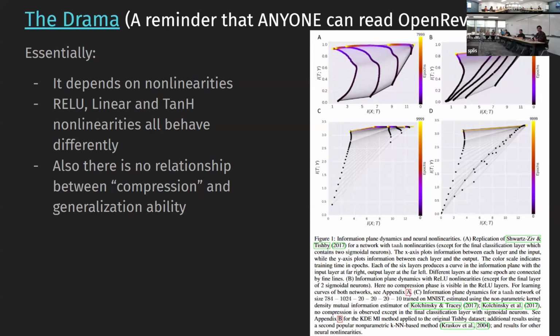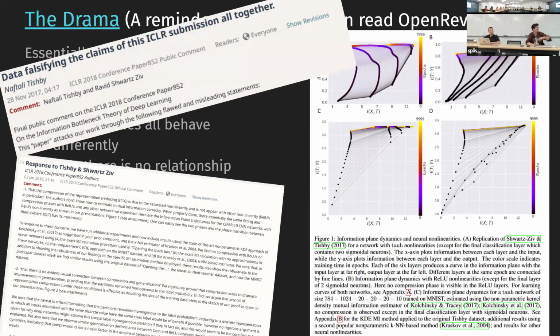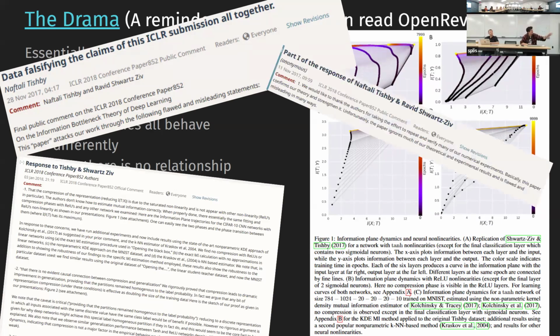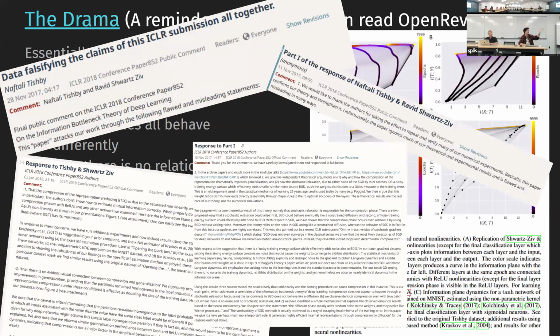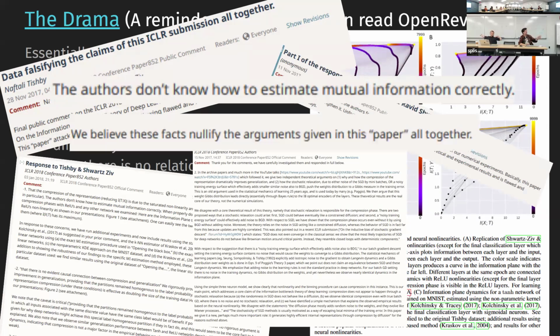And it's quite funny because there was a lot of drama on OpenReview, where Tishby says this paper attacks our work through the following flawed and misleading statements. Saxe has a really long response. Tishby has a second response, taking everything down, being really critical. Saxe claps back again. Tishby says the authors don't know how to estimate mutual information correctly. We believe these facts nullify the arguments given in this paper altogether. It's hilarious to me to see this kind of drama between people.